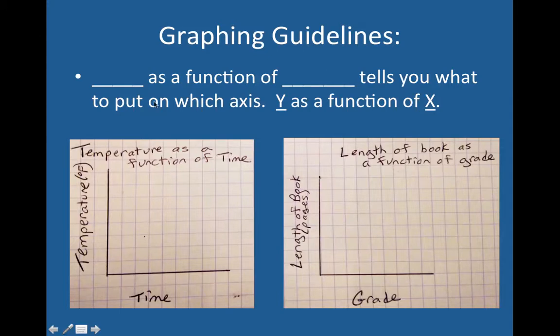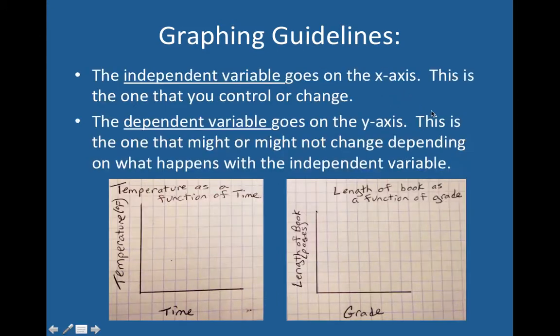Now these two variables, the one that goes on the y and the one that goes on the x, have names. The independent variable is the one that goes on the x-axis. This is the one that you control or that you change. So here, time is what's changing, and then we want to see if temperature changes based on time. On the right, grade level is what's changing. We want to see if the length of book changes or not.